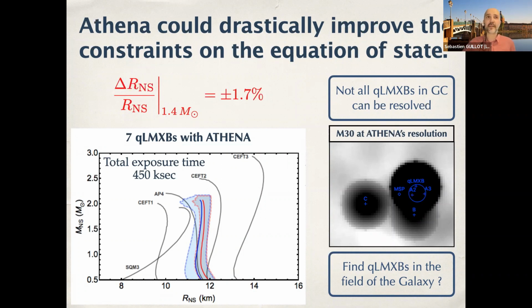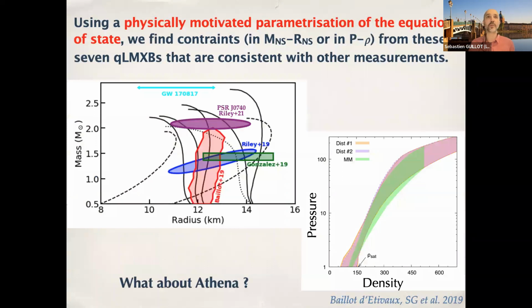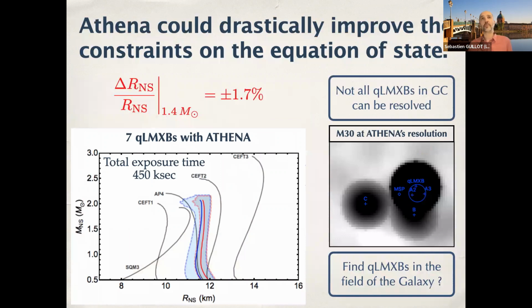You see that if you look at the red band here, the uncertainty on the radius was roughly between 1% and 2% at 1.4 solar masses. So a lot better than what we could do, which was closer to about 1 kilometer, so closer to 10%, with the current set of observational data from Chandra and XMM. Here we can reach a precision of 2%. This is quite impressive and really promising for Athena.